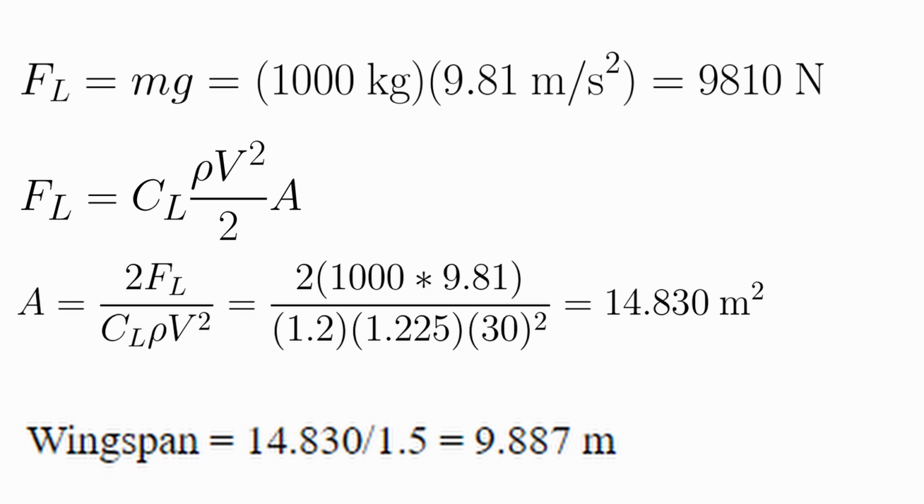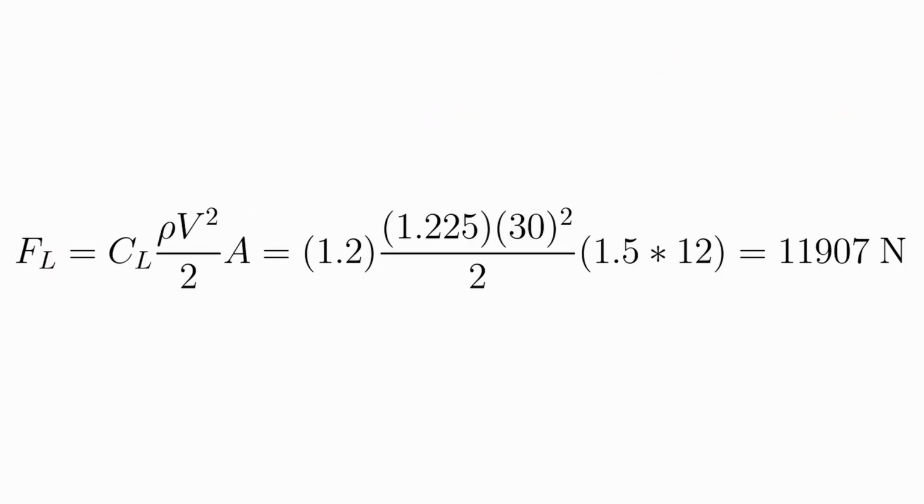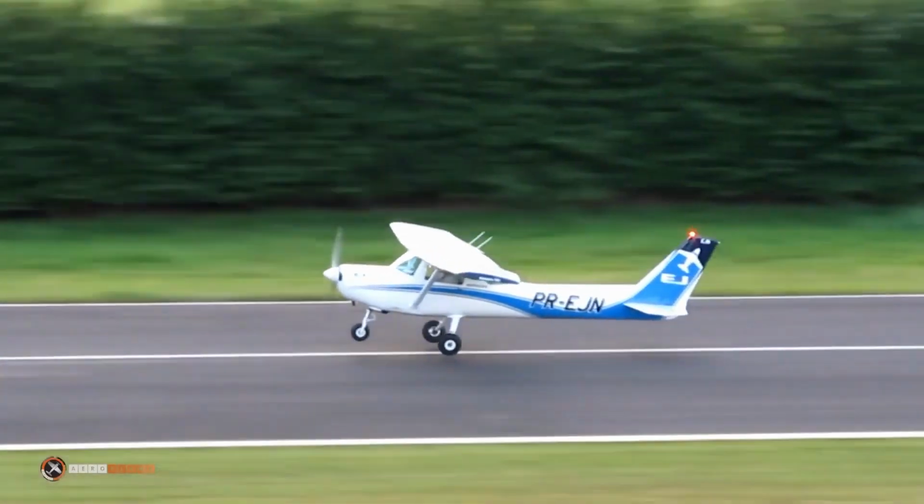This value was rounded up to 12 meters to allow for more leeway within the lift. This value is in accordance with the modeled Cessna 172, which has a wingspan of approximately 11 meters. From here, the lift force during takeoff was calculated to be 11,907 newtons, which should be enough to get us off the ground.